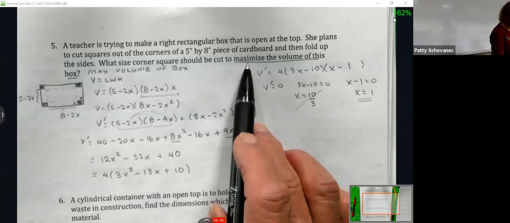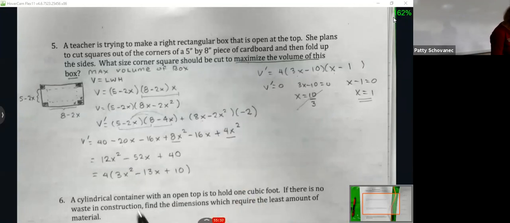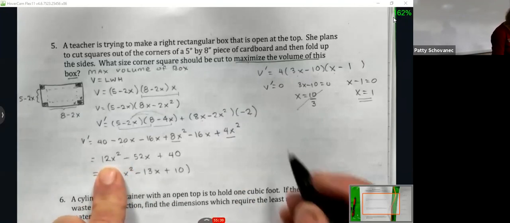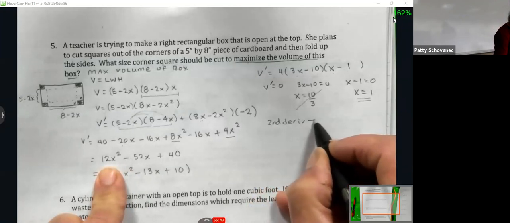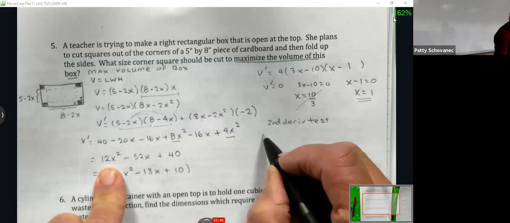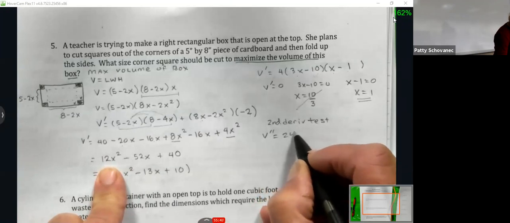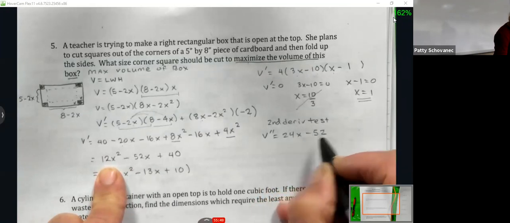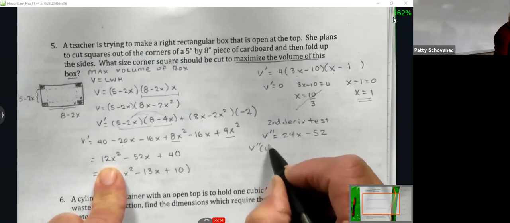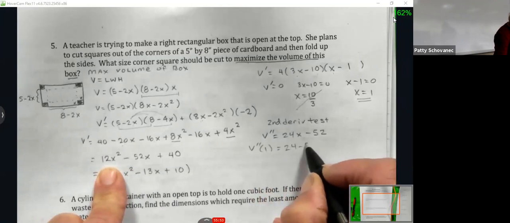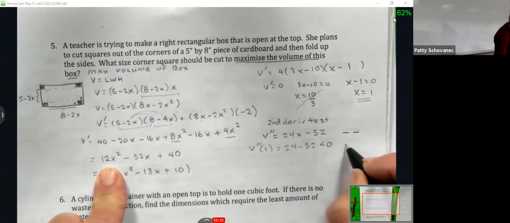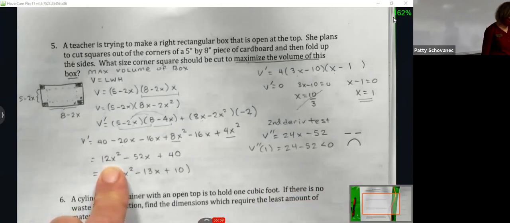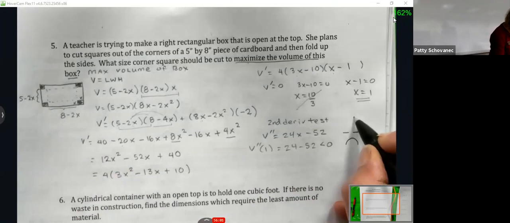Let's check to see it gives us a maximum. It's pretty quick to take a second derivative from here. V double prime is 24x minus 52. When x is 1, I have 24 minus 52, which is negative. So a negative second derivative tells me the graph is concave down, and so that is a max.